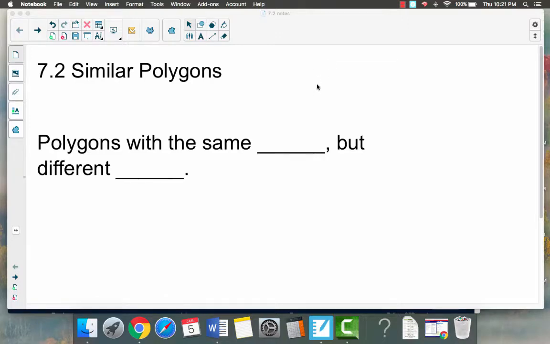Hi guys, welcome to 7.2. Today we're going to be using the concept of ratios and proportions to talk about similar polygons.